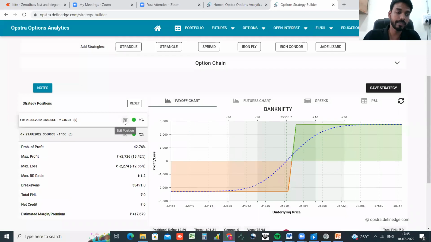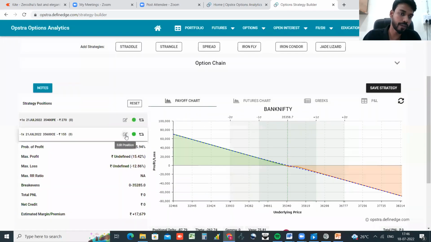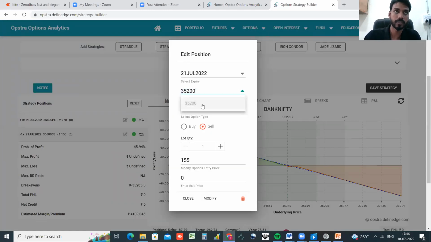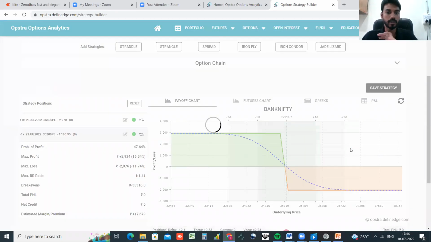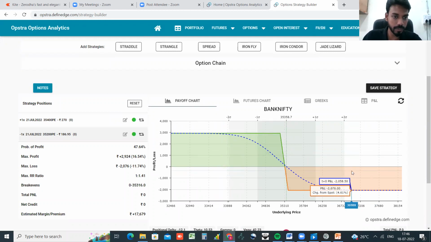Bearish strategy can be created by buying a put, which is a naked put. And you have to take a 200 far away OTM, which will be 35,200. So it's opposite. Now, if the market falls, you will make money. So the maximum profit is 2,900 and the maximum loss is 2,000. So this is bear put spread. Okay, so one is bull call spread, then this is bear put spread.